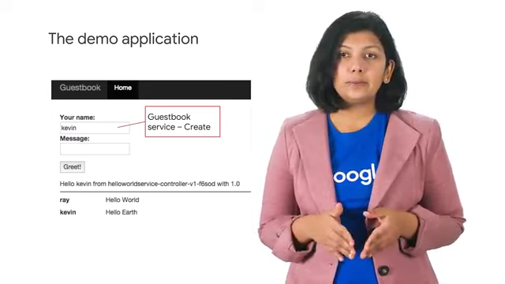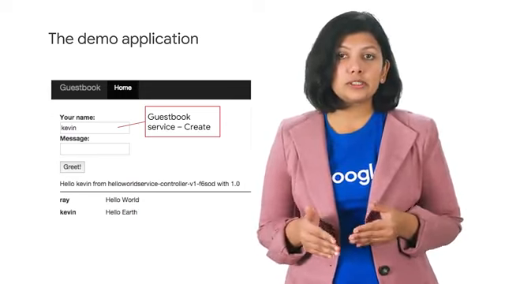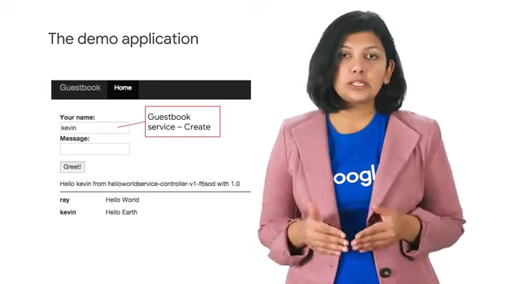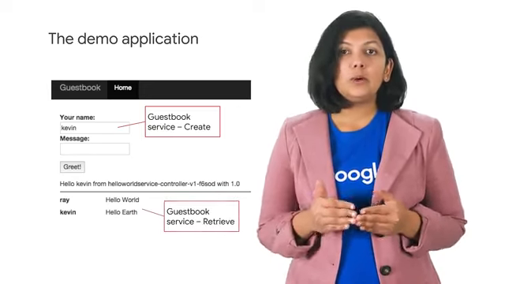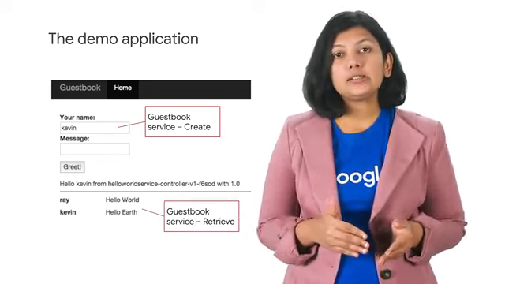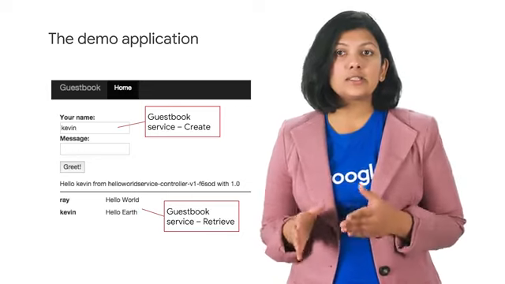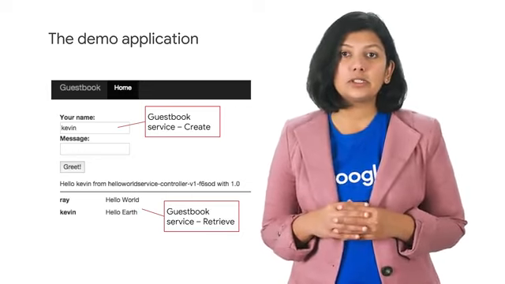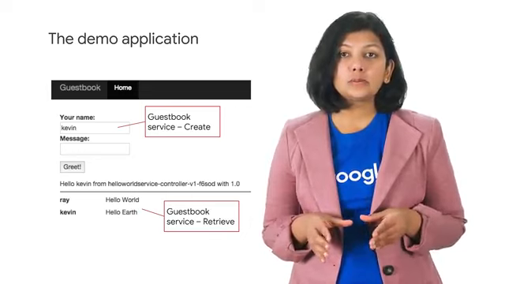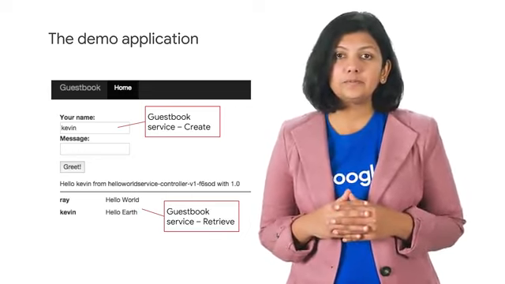The front-end application provides a simple web form that allows a user to post a message composed of a username and a message body. When a message is submitted by the user, the front-end application sends it to the backend service. The backend service then creates a new record to store the message. The front-end also displays a list of previous messages retrieved from the backend service.